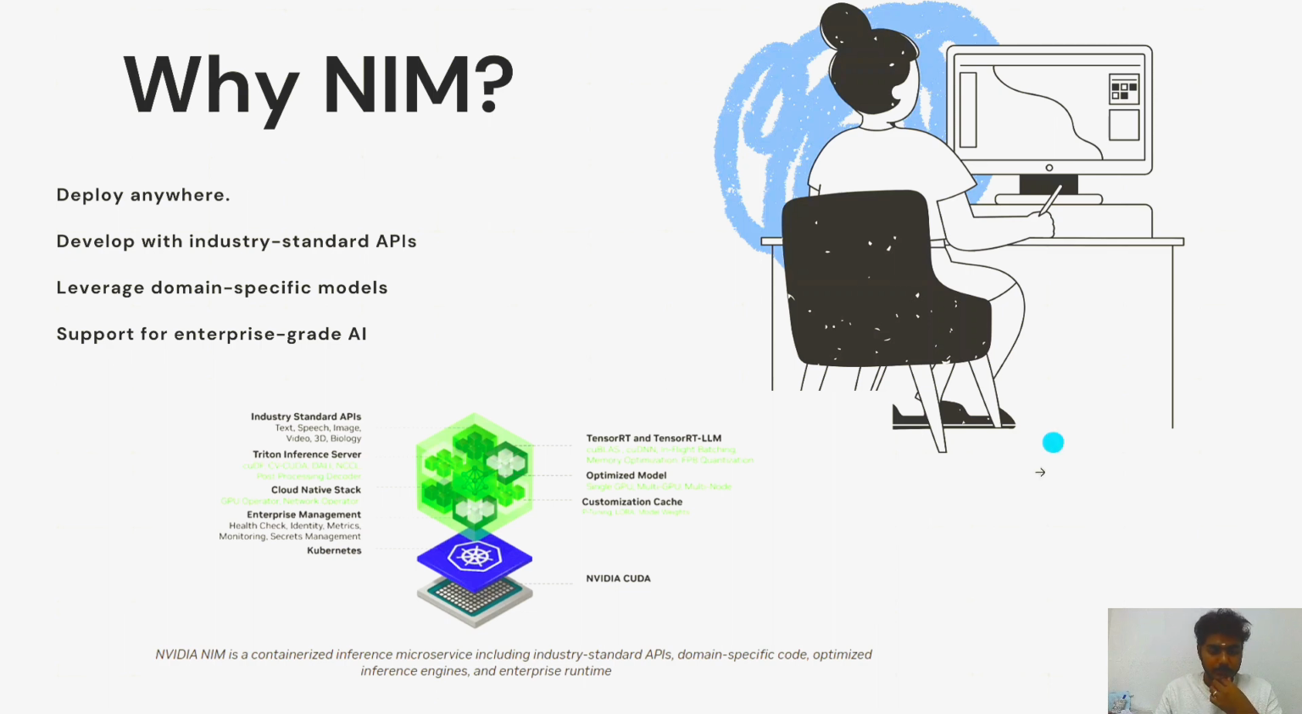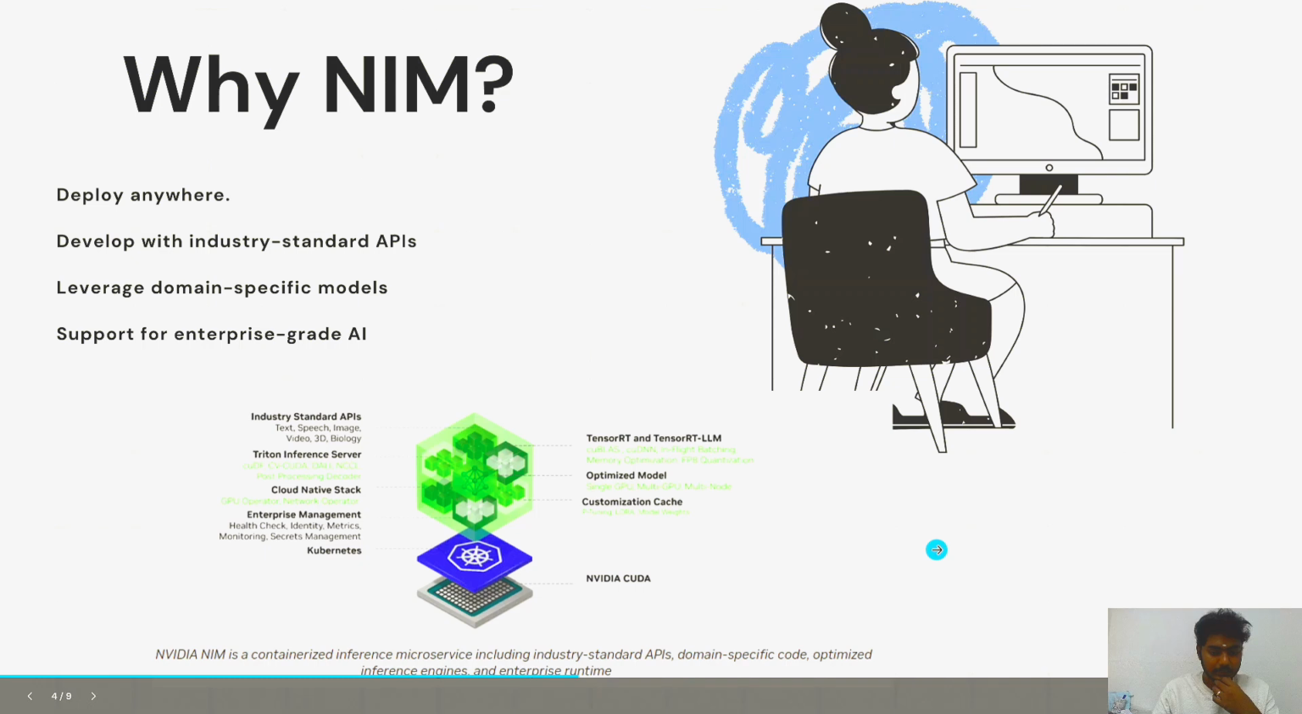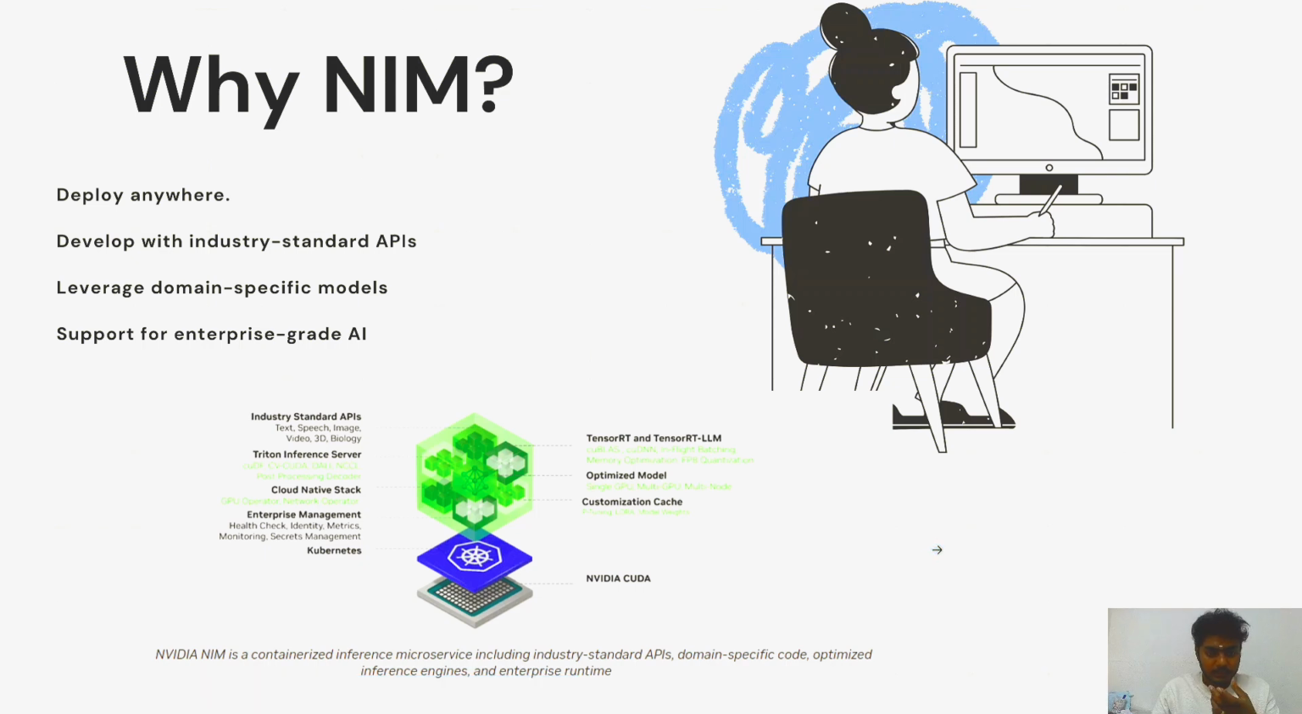Now let's look at the architecture. The industrial architecture supports TensorRT and LLMs, Triton inference servers, cloud native stacks, and customizable cache. They also have containerization tools like Kubernetes and Docker. At the base level, what we actually need is NVIDIA CUDA, which is the driver. With that only, we connect to the GPU.